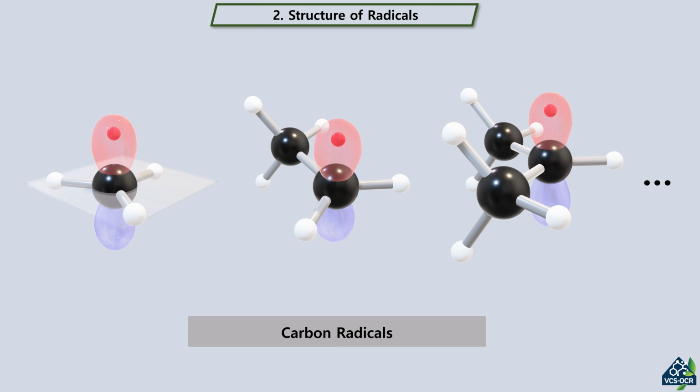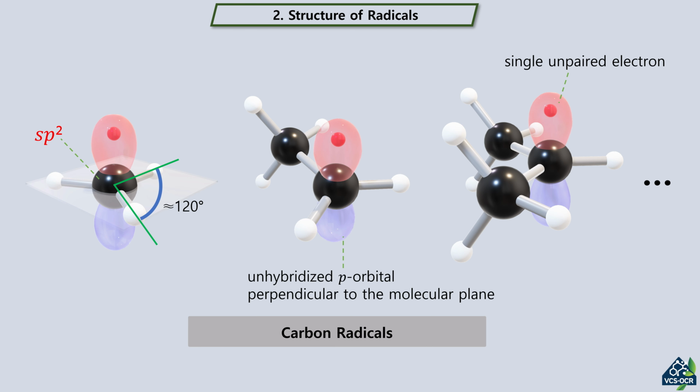Now, let's examine the geometry and electronic configuration of a carbon radical. A simple alkyl radical is sp2 hybridized, adopting a trigonal planar geometry with bond angles of approximately 120 degrees. The 3 sp2 hybrid orbitals form sigma bonds with surrounding atoms, while the single unpaired electron resides in the unhybridized p orbital, perpendicular to the molecular plane. This planar symmetry and the presence of the unpaired electron in the p orbital are crucial, as they directly dictate the stereochemical outcomes of radical reactions.